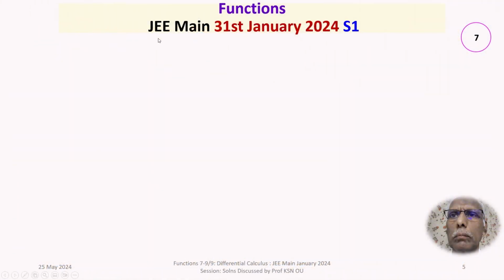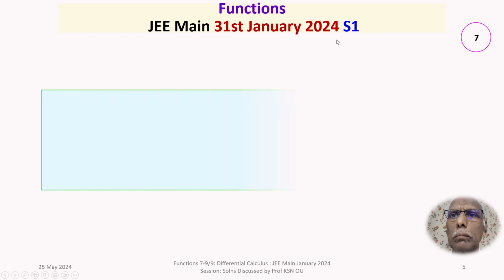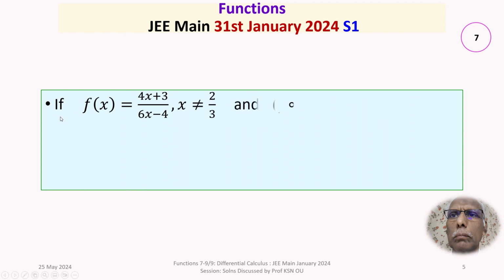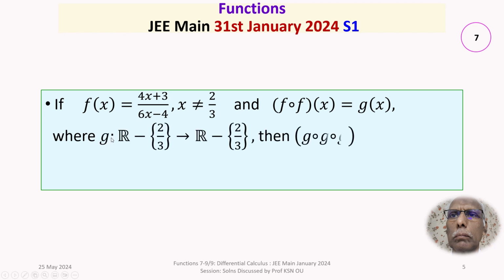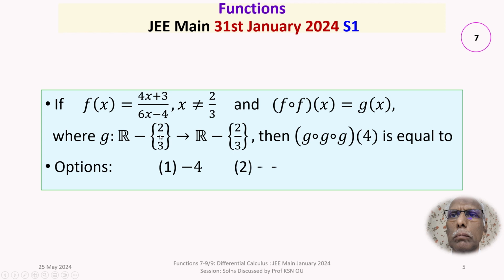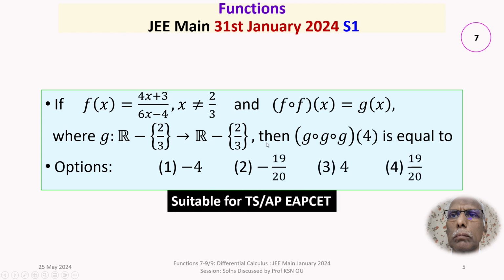This question has appeared in the JEE Main exam held on 31st January 2024 in the first shift. The given question is, if f of x is equal to (4x plus 3) by (6x minus 4), where x not equal to 2 by 3, and f compose f of x is g of x, where g is a function from R minus the element 2 by 3 to itself, then g compose g of 4 is equal to.